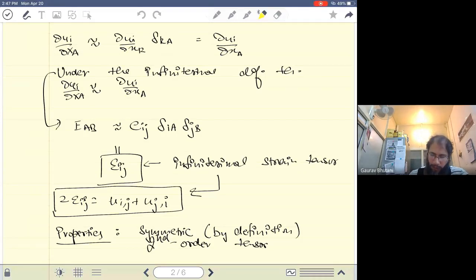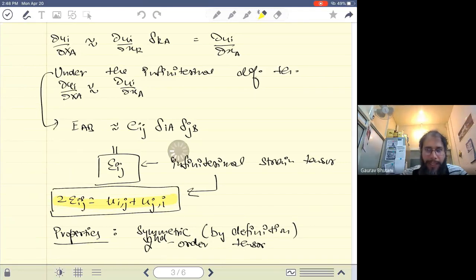So this epsilon is defined as half of u i comma j plus u j comma i. So u i comma j is del u i by del x j, small x, and u j comma i is del u j by del small x i. So we can clearly see here that it is symmetric by definition. It's u i comma j plus u j comma i, so that's the symmetric part of the u i comma j tensor. So epsilon is symmetric by definition.